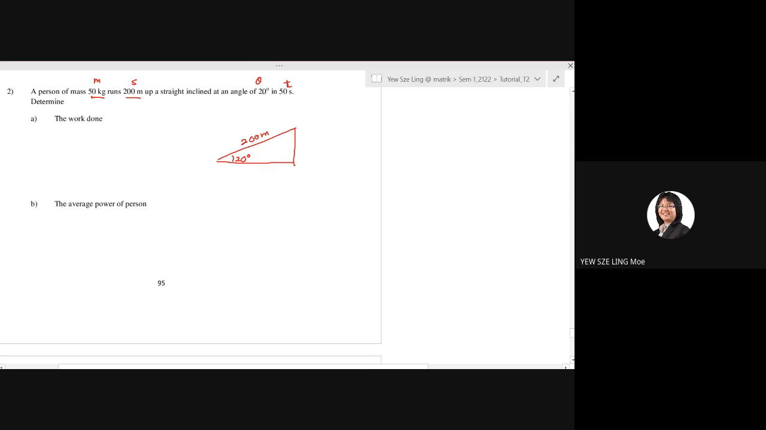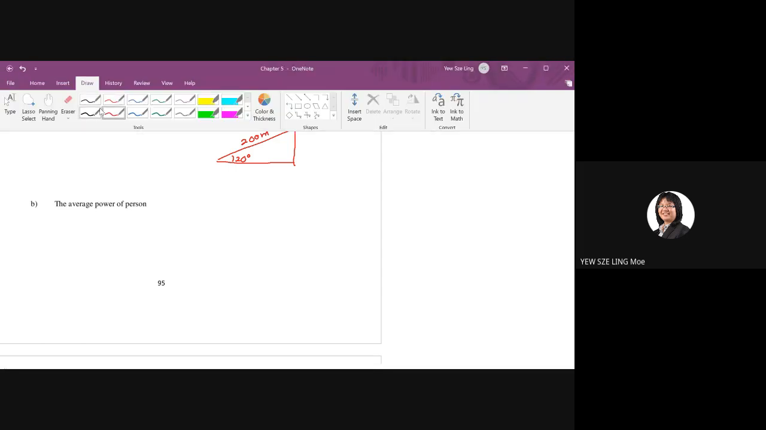So the question asks you to calculate the work done to run up. If you look at this diagram, now you have a person running, but we don't have any other information. We don't know whether the person is running at a constant rate or not, and we don't know whether there's any external force or not. But what we do have is just the displacement and the angle. So what can we determine based on this?